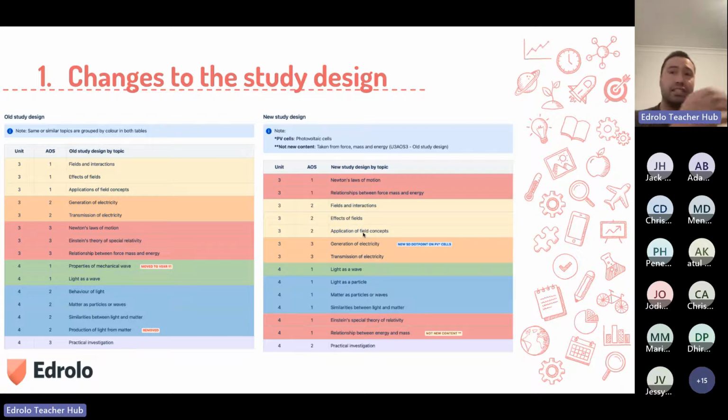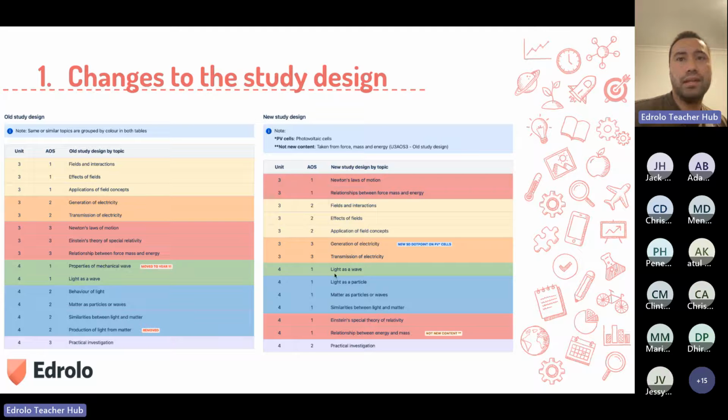Application of fields concepts, that hasn't changed. So you're still talking about your Kepler's laws. What else? I can't remember off the top of my head, but that's still application of your same electrical, magnetic, and gravitational fields. Over here, generation of electricity, the only new study design dot point really is that photovoltaic cell one. Your classic generation of electricity in terms of your particles and your generators and alternators is the same. Transmission of electricity is almost the same. Light as a wave is still here. They've just moved properties of mechanical waves to year 11.